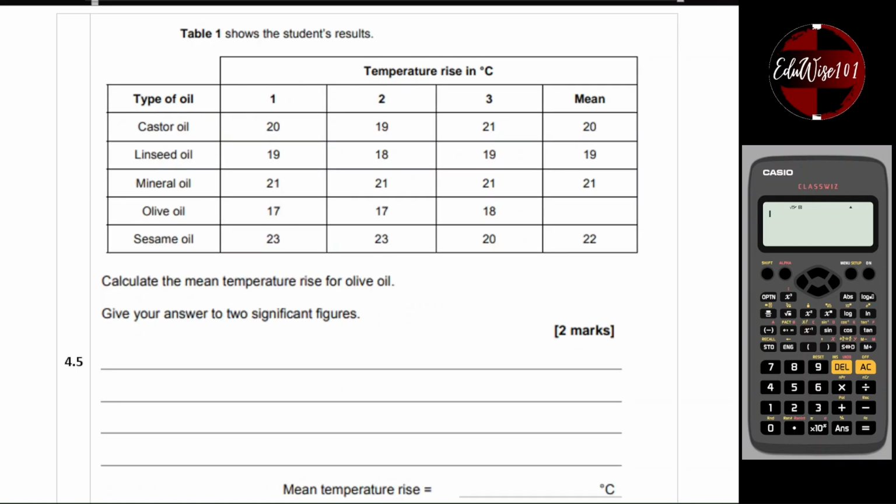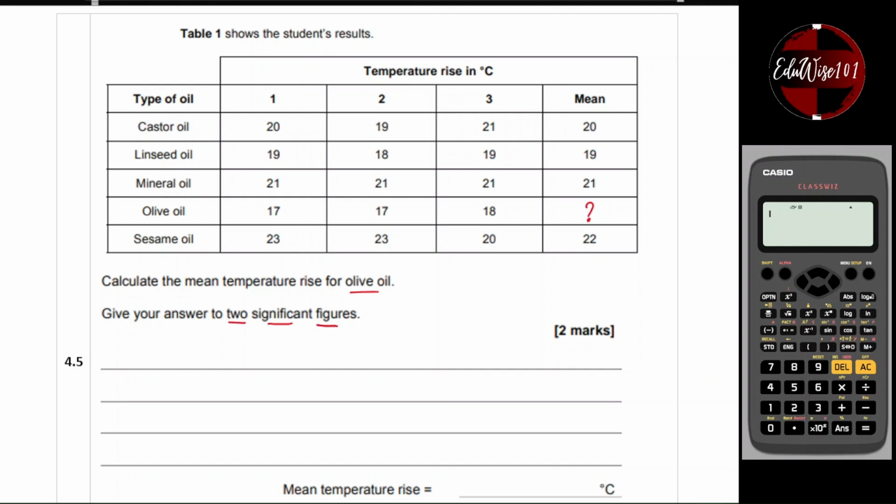Table 1 shows the student's results with the type of oil listed down, and the temperature rise in degrees Celsius. So they have done it 3 times and they've calculated a mean, and there's one value which is missing here. Calculate the mean temperature rise for olive oil. So for olive oil, they're asking you to calculate the mean. How do you calculate the mean? Give your answer to 2 significant figures.